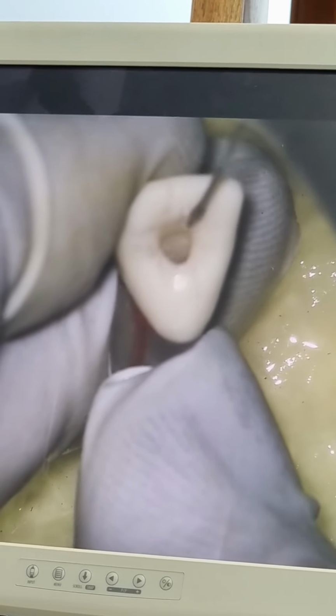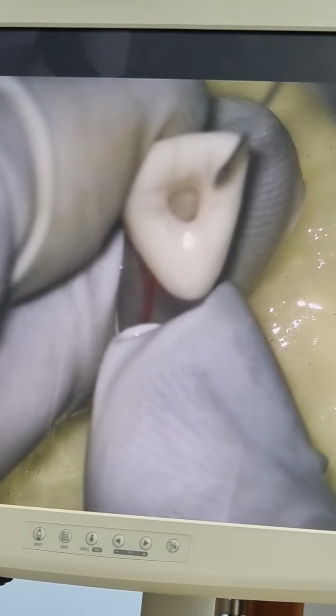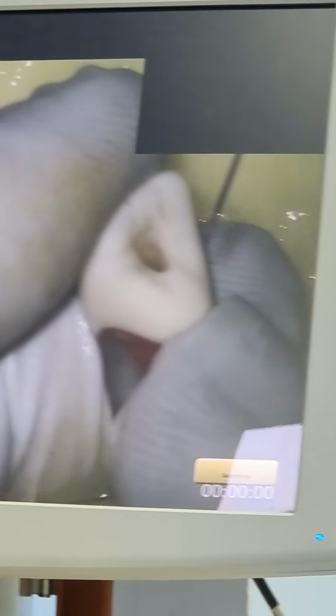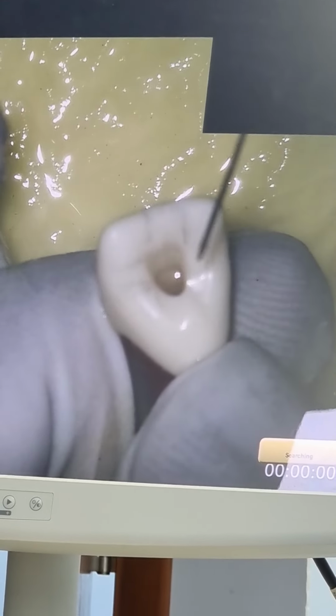You should be moving when it goes inside, RPM should be low, without water. You go inside, now you can see it will go till the level of the cervical to middle one-third. I think this one again is size 3, I will use size 2. He is going more deep into the canal at the junction of cervical to middle one-third.